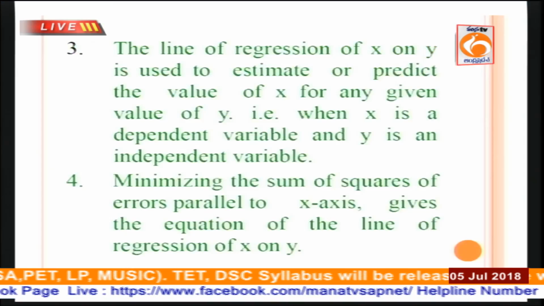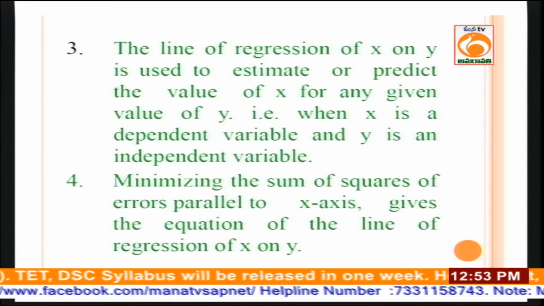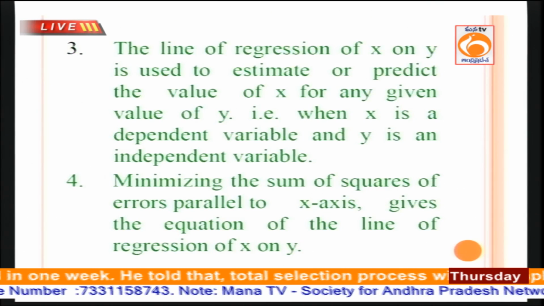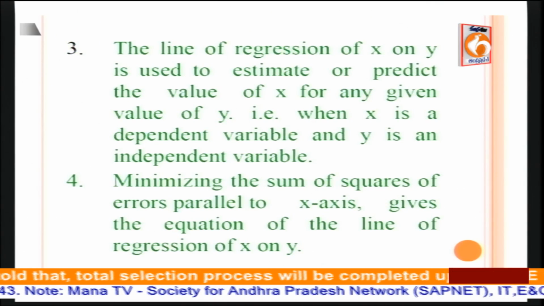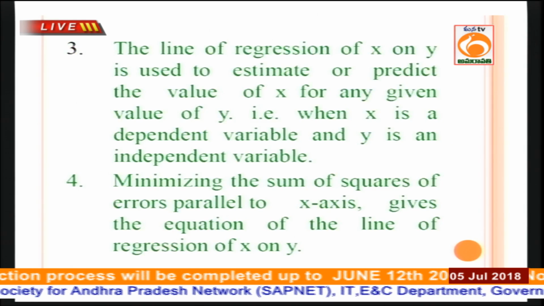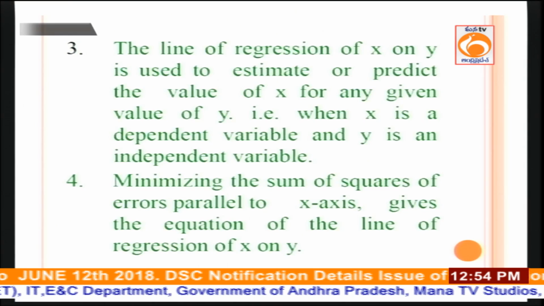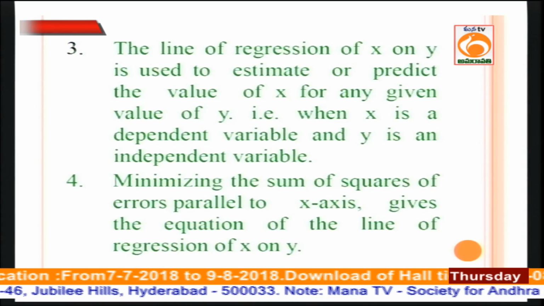The next one is the line of regression of x on y. It is used to estimate or predict the value of x for a given value of y, when x is the dependent variable and y is the independent variable, minimizing the sum of errors parallel to the x-axis. This gives the equation of the regression line of x on y.